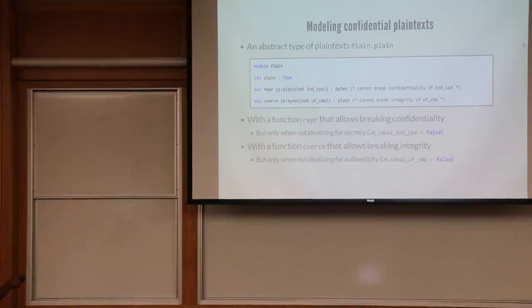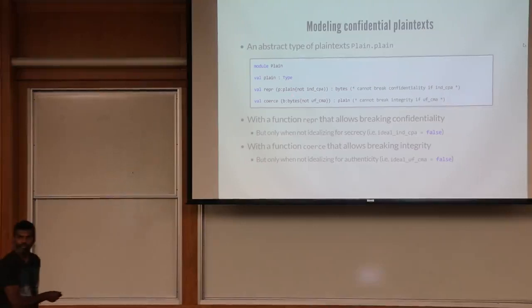We're going to model plain text using an abstract type of plain text, and our abstraction is going to be a little fancier than having just a fully abstract type like val plain. We're actually going to give you an interface to work with plain text, but it's going to be a little subtle. So a plain text concretely is just the bytes of a plain text. And I'm going to give you two functions to coerce between plain text and bytes, but at a restricted interface. So if I have a plain text, I can view a plain text as bytes. That's breaking secrecy. But you can only do that if you're not playing the NCPA game.